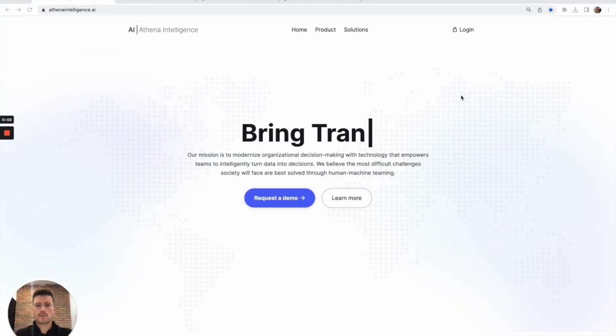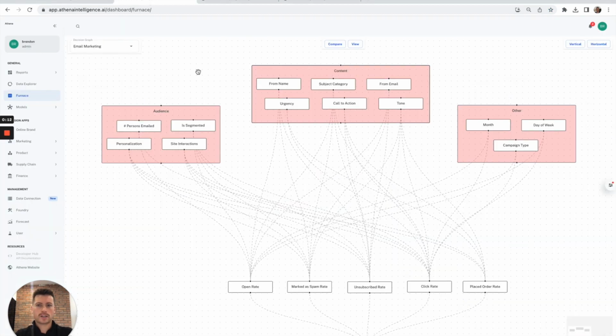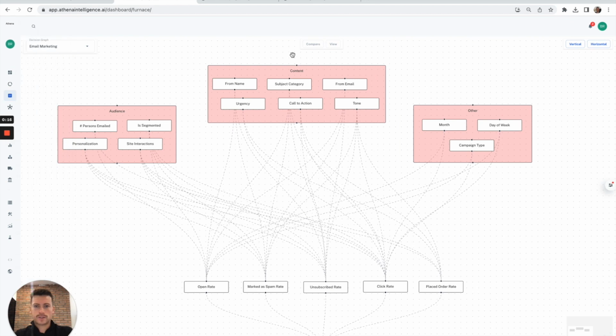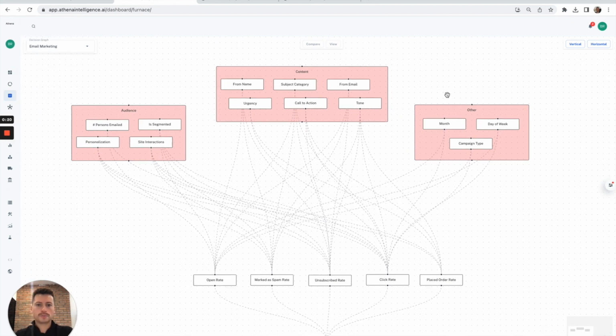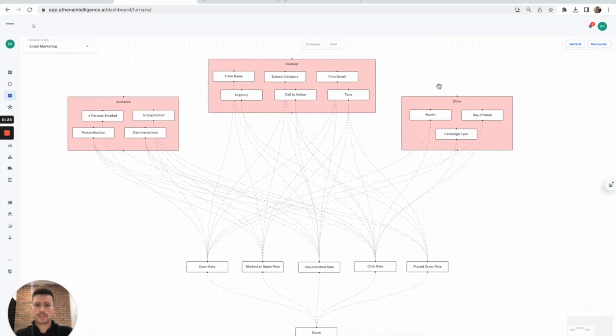Alrighty, so today we're going to be walking through a short demo of the Athena platform, and we're going to be taking a look at a marketing use case, particularly an email marketing use case. So I've logged into Athena. We've integrated data for this particular customer, and we've actually used one of the pre-configured decision graphs.